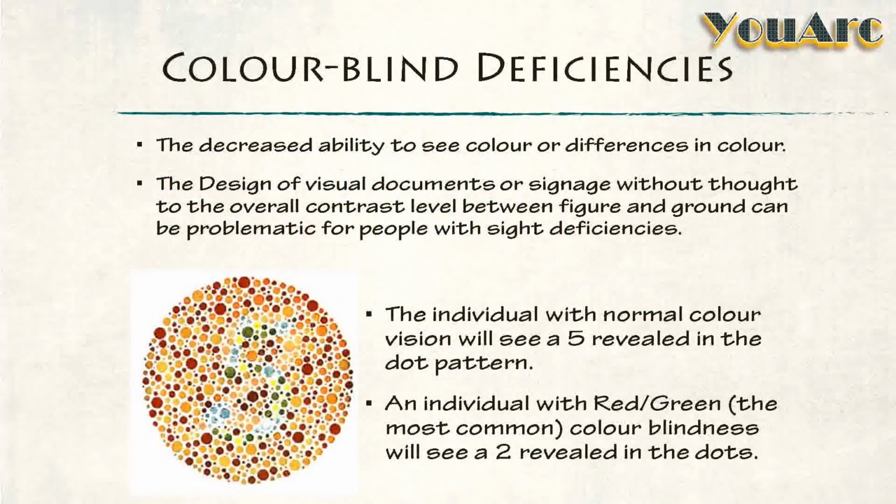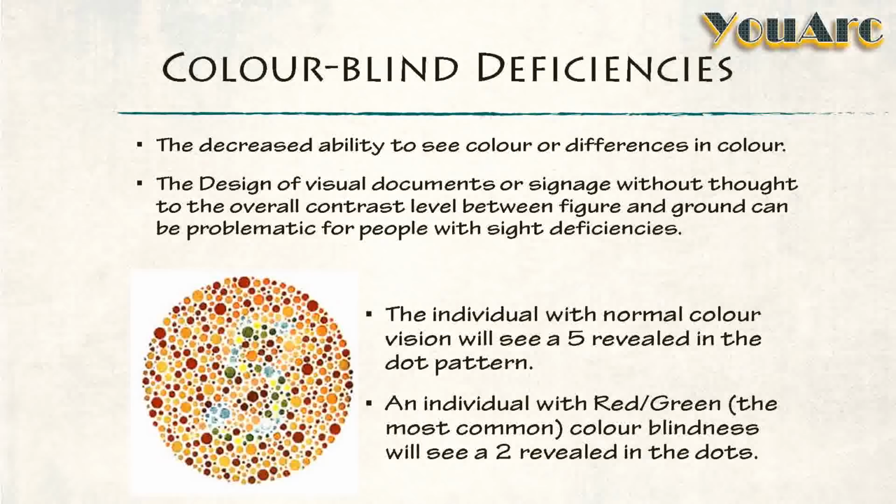What is color blind deficiency? It is a decreased ability to see color or differences in color. One thing is, you cannot see that particular color, or you cannot feel the difference between colors. That is called color blind deficiency. The design of visual documents and signages without overall contrast level between the figure and ground may be problematic for people with sight deficiency. For example, if you're doing some signages and you're not giving importance to the contrast or figure ground relation, then there will be some problematic issues for these people.